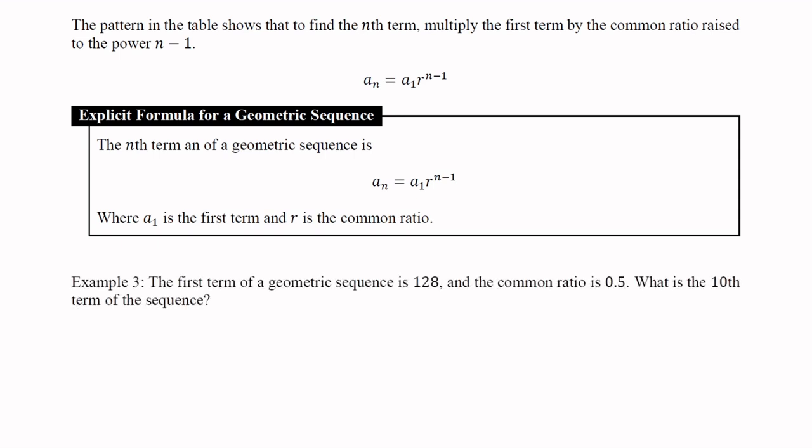So let's do an example. The first term of a geometric sequence is 128 and the common ratio is 0.5. What is the 10th term of the sequence? Well, we're going to use our explicit formula for a geometric sequence, plug in our first term, which is 128, our common ratio, which is 0.5, and we want the 10th term, so that's our n. And we evaluate it to find that a sub 10 is 0.25.